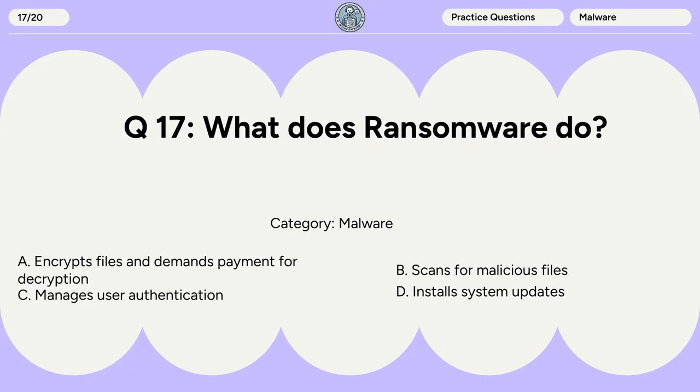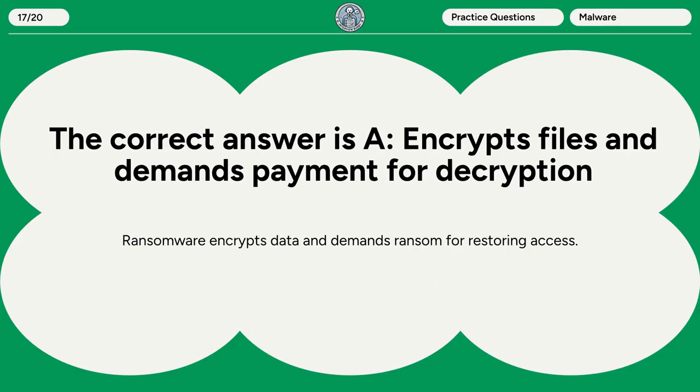Question 17. What does ransomware do? A. Encrypts files and demands payment for decryption. B. Scans for malicious files. C. Manages user authentication. D. Installs system updates. The correct answer is A. Encrypts files and demands payment for decryption. Ransomware encrypts data and demands ransom for restoring access.